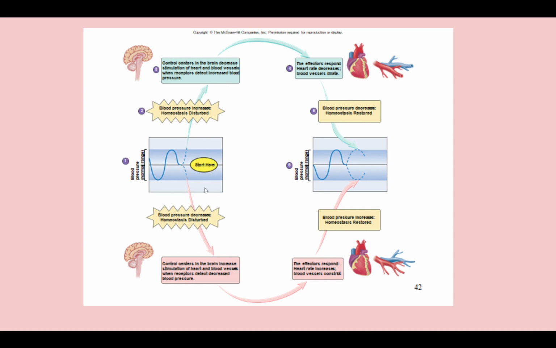And the same can be said if it goes too low. Blood pressure decreases, receptors send information to your control center. So it's going to cause the heart muscle to stimulate, blood vessels to constrict, and that increases your blood pressure and restores homeostasis. So this stuff's going on constantly in your body because we're constantly being exposed to stimulation in our environments.